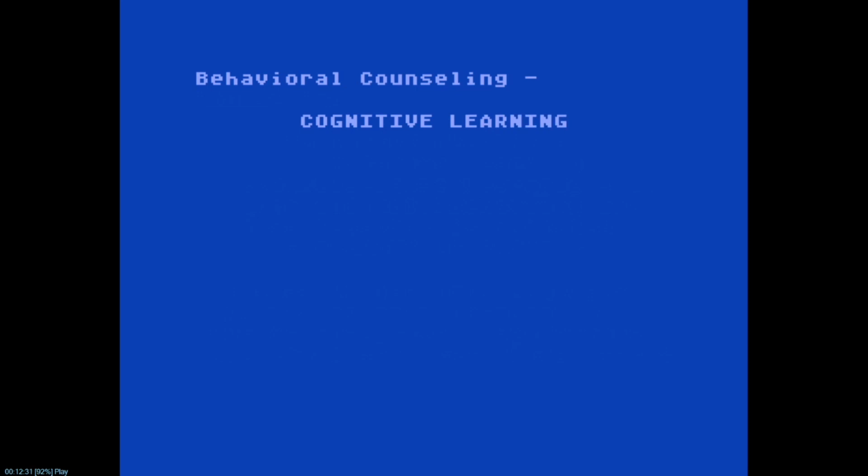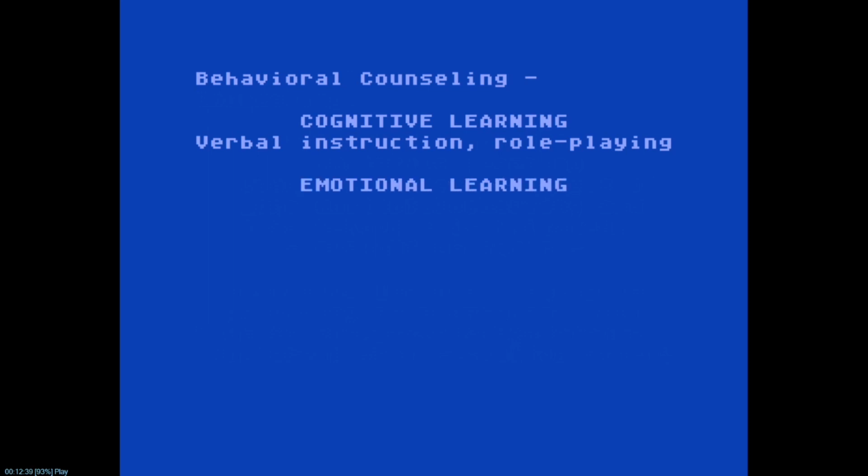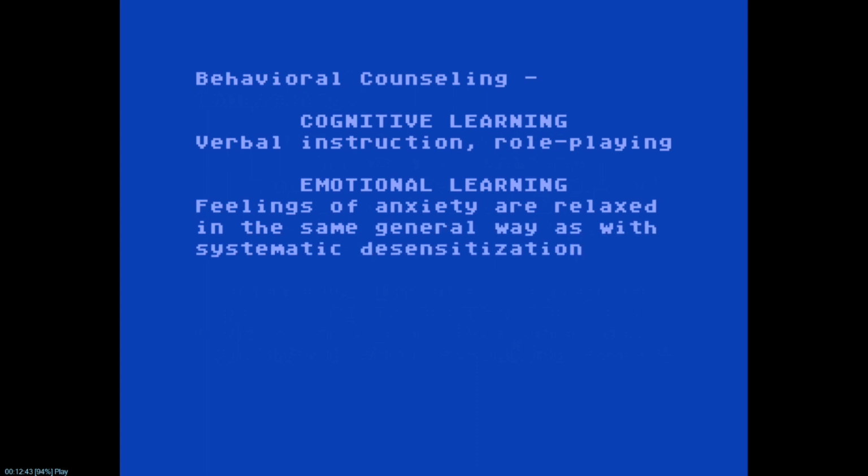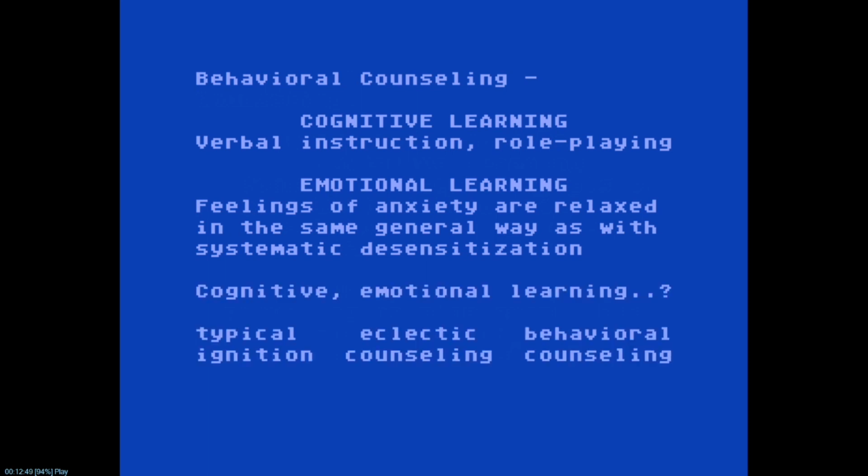Right. Another technique of behavioral counseling is cognitive learning, which includes verbal instruction and role-playing. And the fourth technique is emotional learning. In the emotional learning method, severe feelings of anxiety are relaxed in the same general way as with the systematic desensitization. Cognitive learning and emotional learning are techniques which are included in what method of counseling?